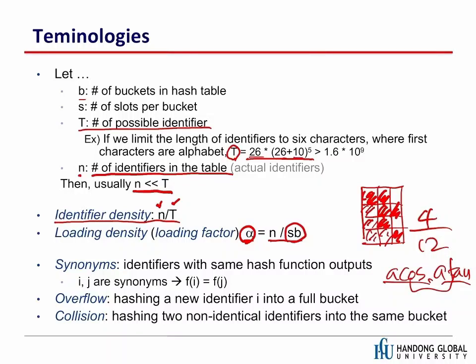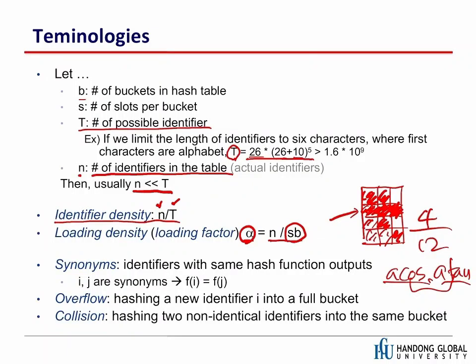And the next one is overflow. Overflow occurs when we hash a new identifier I into a full bucket. For example, in this case, this bucket is full. We already have 3 identifiers in this bucket when the slot size is 3. If we insert another identifier which belongs to this bucket, it is full already, so there is overflow. Then we have to handle these kinds of situations. We'll talk about it later.